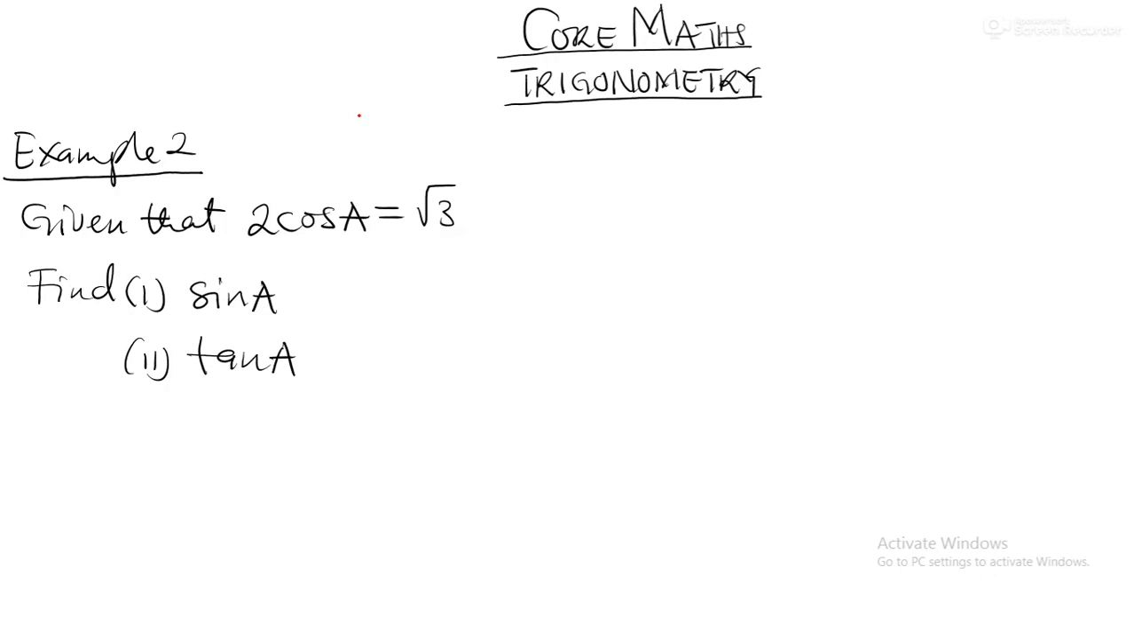Good. In our previous lesson, we looked at finding other trig ratios from a given trig ratio. So we solved an example and then I gave you example 2 as an assignment. I hope you've all done the assignment. Good. So let's begin our lesson today with the solution to the assignment.